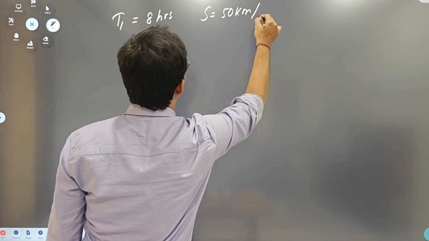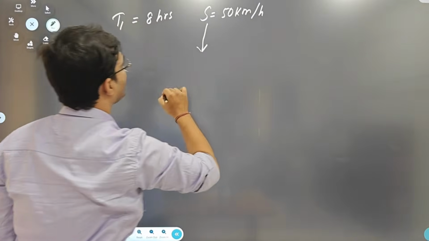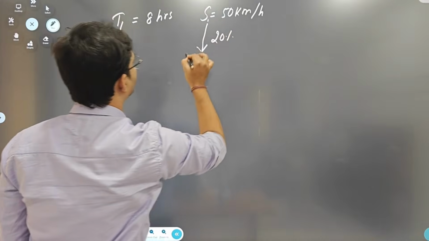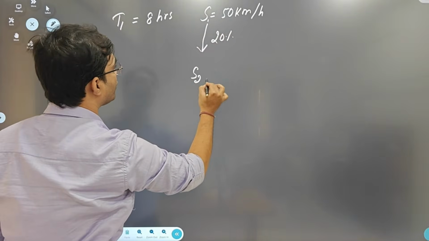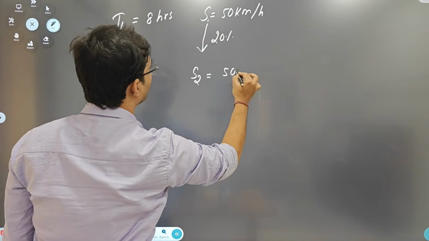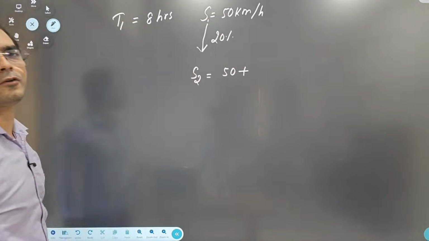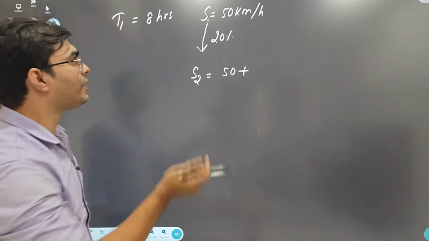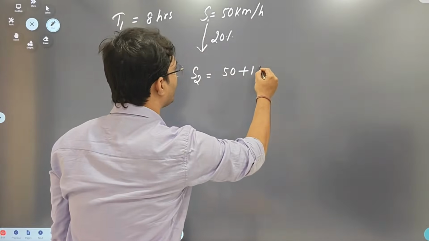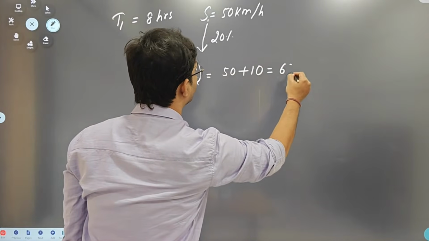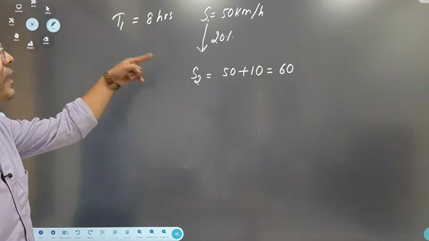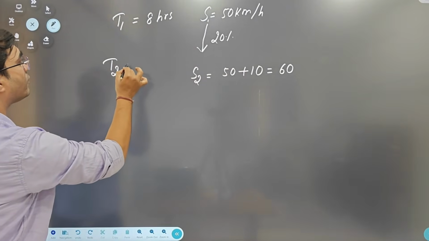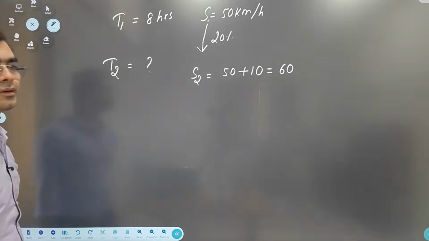What is given now? If the speed is increased by 20%, this value is how much? Increased by 20%. So can I say the value of S2 will be equal to 50 plus 20% of 50? You know that 10% of 50 is 5. So 20% will be equal to 10. 60. What are we supposed to find? When the speed is increased by 20%, what is the time we are supposed to find out? T2 equal to question mark.